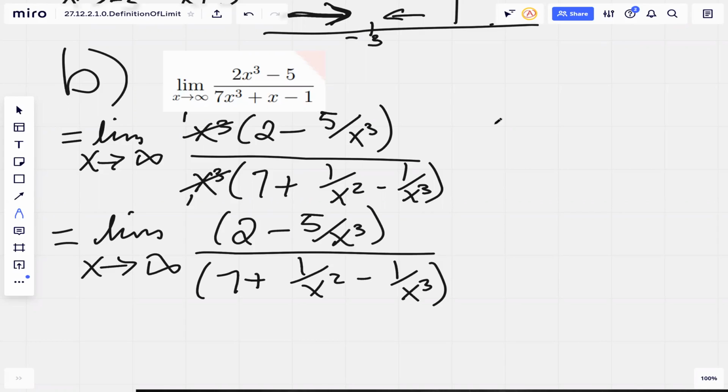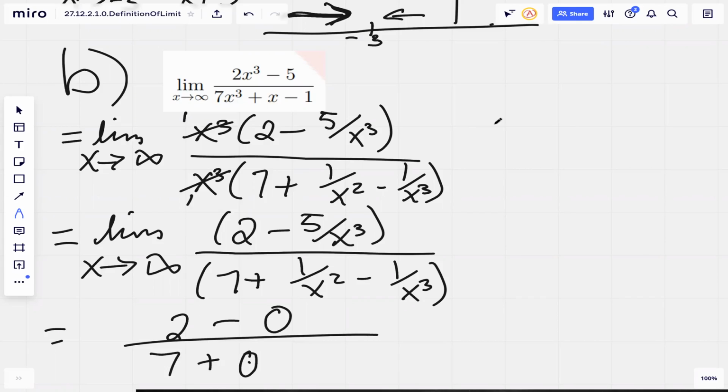So now as we let x approach infinity, what happens? Well, the 2 in the numerator remains a 2. The 5 over x cubed, well, the x cubed ends up tending to infinity. So we have a fixed number over a really large number, so that's actually just 0. In the denominator, the 7 just remains a 7 plus 1 over x squared, again, 1 over a really big number is 0, minus 1 over x cubed, 1 over a really big number is 0, so minus 0, and we end up with 2 over 7. So the limit of (2x cubed minus 5) over (7x cubed plus x plus 1) is 2 over 7.